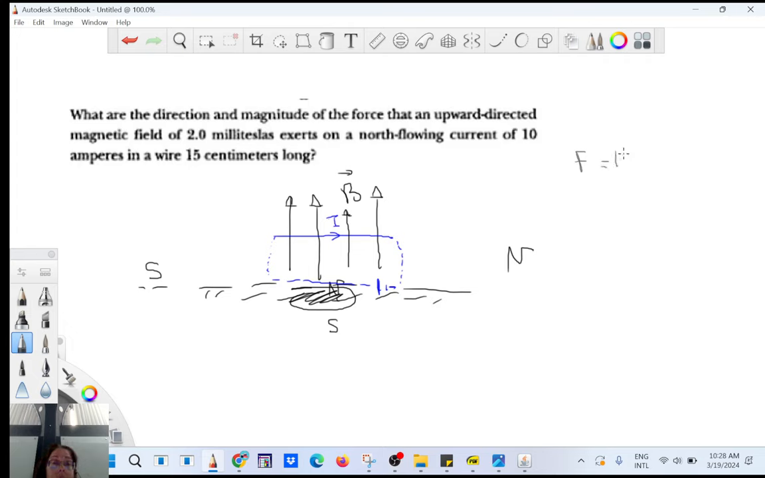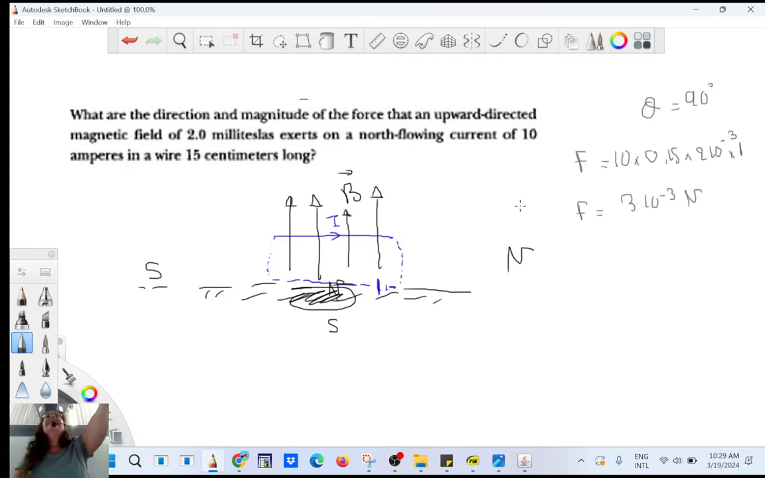Do we have the current? Yes, 10 times the length of the wire, which is 0.15, times the magnetic field, which is 2 times 10 to the negative 3, and they are perpendicular to each other. So that will be times 1. Okay, so the magnetic force will be equal to 3 times 10 to the negative 3 Newton, right?